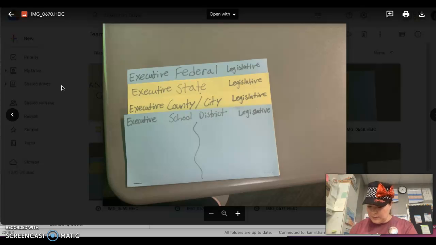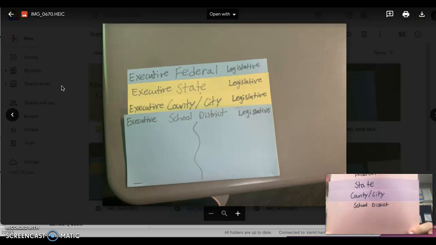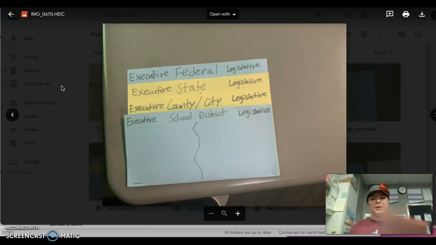The next one up is going to be state. And then the largest level of government that we talk about in 7th grade is the federal level. So now it looks like this. I have all 4 levels ready to go. Now here's where you're able to change it a little bit if it bugs you. Mine looks a little bit busy.